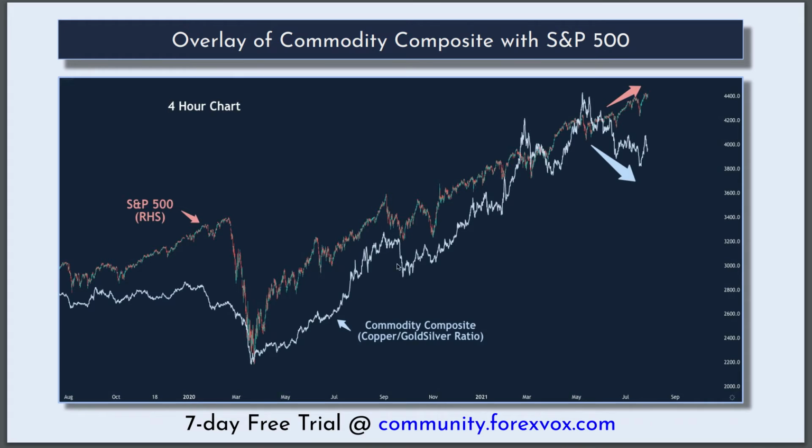So as you can see with this light white line, fit has been very good, but recently, starting in about end of April, beginning of May, we're seeing this commodity composite coming off while price continues to rally. So we have this bearish divergence.